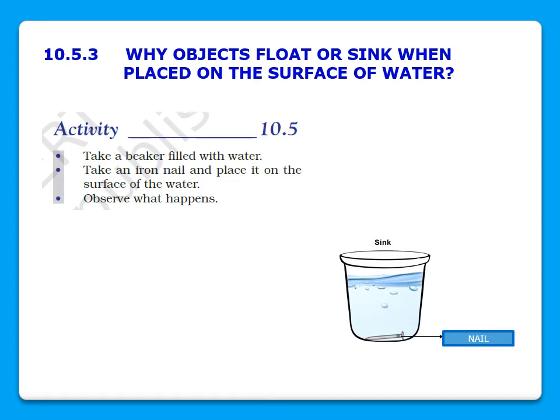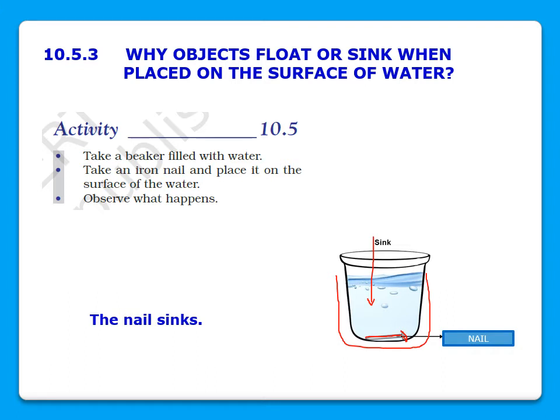Now the question is why objects float or sink when placed on the surface of water. For that we'll do an activity. You have to take a beaker and fill it with water. Here is a beaker filled with water. Now take an iron nail and place it on the surface of the water. What do you observe? Here is the nail. You can see that the nail goes inside the water and it sinks. This is your observation.